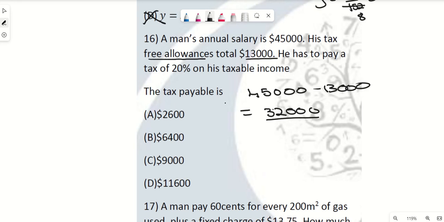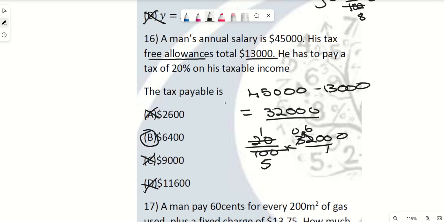They said he has to pay 20% of his taxable income. So that's 20 over 100 multiplied by 32,000. Right? 20 into 21, 20 into 105, right? And then we're going to say 5. 5 into 3 is 0. 5 into 30 is 6. So you've done already. Look for the answer with 6. It's not A, it's not C, and it's not D. The answer would be B instead of dividing it out.